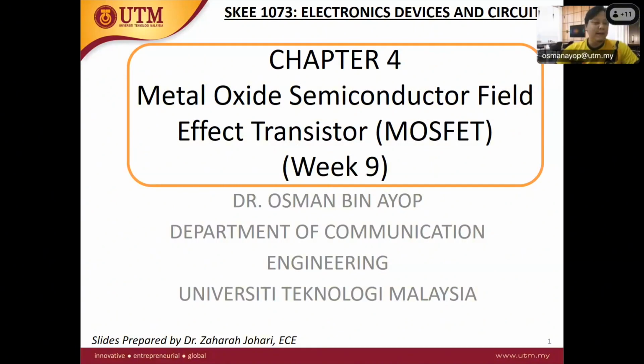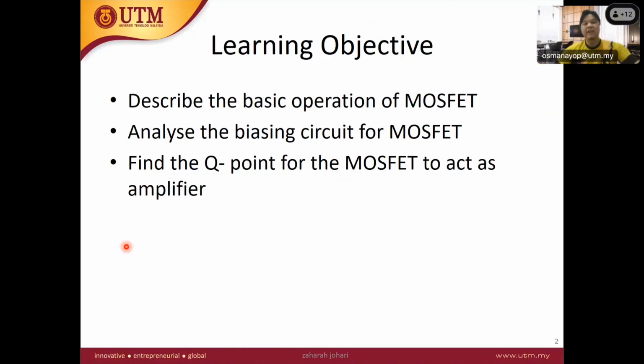So we'll see how these kinds of devices are quite similar to BJT, but have slightly different operations. The learning objective for this subtopic is basically to describe the basic operation of MOSFET, analyze the biasing circuit for MOSFET, as well as find a Q point for the MOSFET to act as an amplifier.